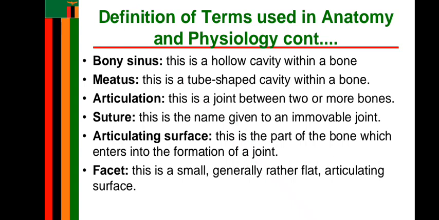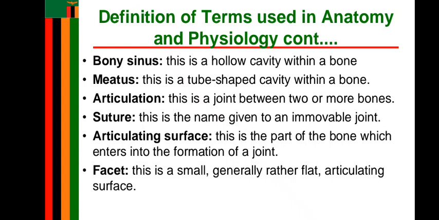Okay, the names that are given based on the location. We've got the frontal, occipital, and also the posterior aspect, and whatnot. Then we also have the mastoid bone within the lateral side of the human skull. I'm going to show you as we go on, looking at the human skeleton.